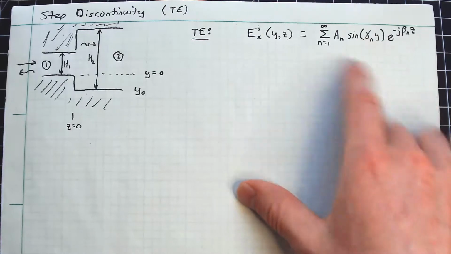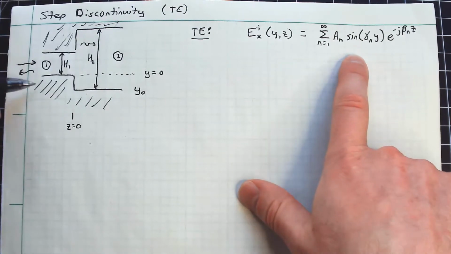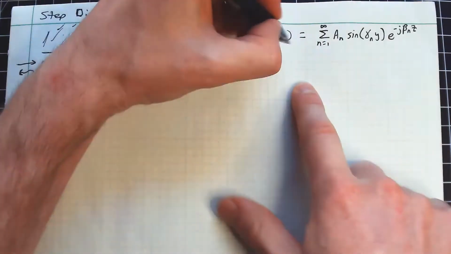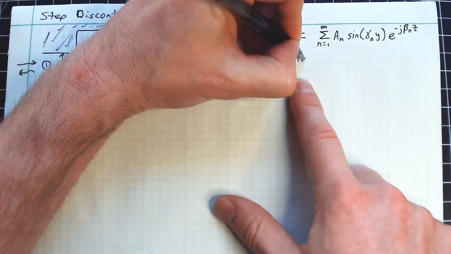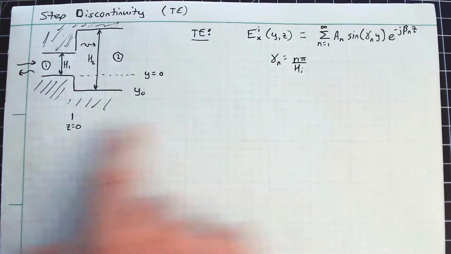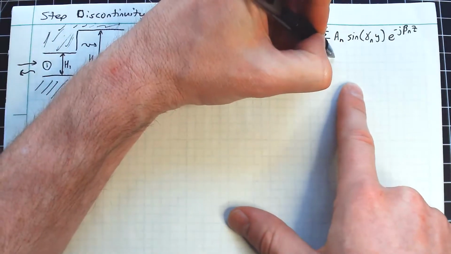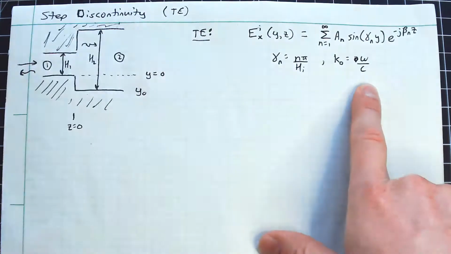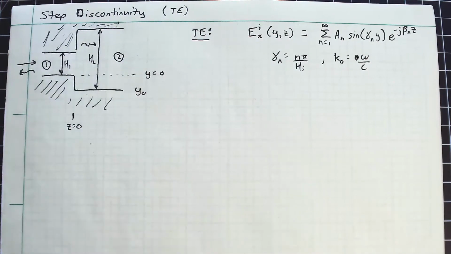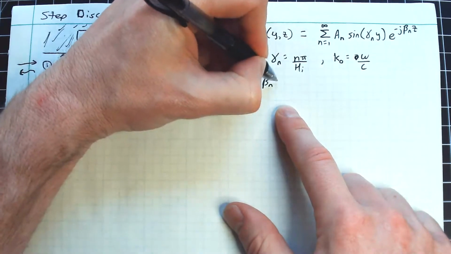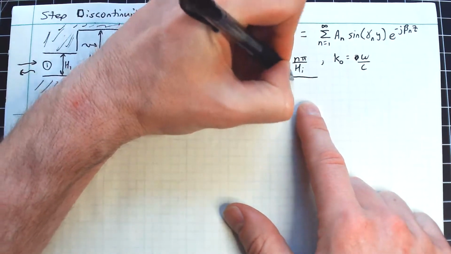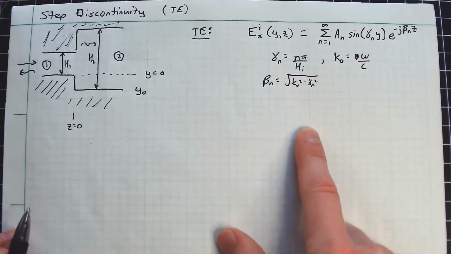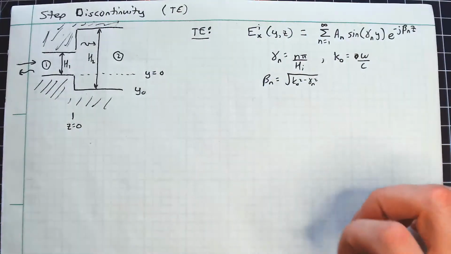For the sake of argument, we're going to say I am exciting this from the left, and so I know what this profile is. Another way to say it is I know what all of these coefficients are. Remember, gamma sub n was n pi over h1. And there was a k naught, which was omega over the phase velocity, so omega over c, since there are no dielectrics here and everything's propagating at the speed of light. And then beta sub n is equal to the square root of k naught squared minus gamma sub n squared. That was our dispersion relation. So that should all just be review. Nothing new has happened yet.